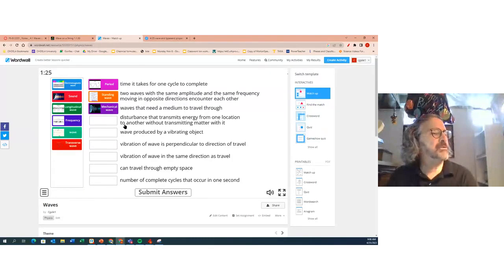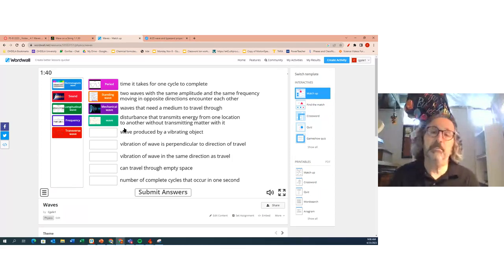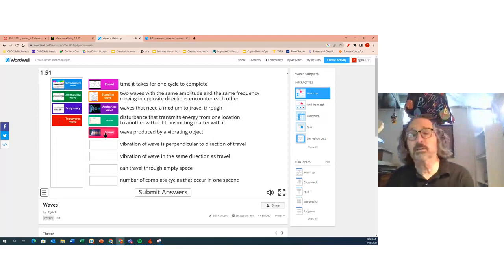A disturbance that transmits energy from one location to another without transmitting matter, that is a wave. Remember the ping pong ball just bounced up and down, up and down. The wave energy goes through, but the particles bump into each other, and then they go back to their original place. A wave produced by a vibrating object would be sound waves, like a tuning fork or a guitar.